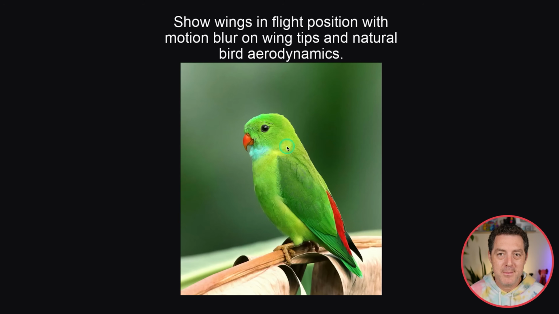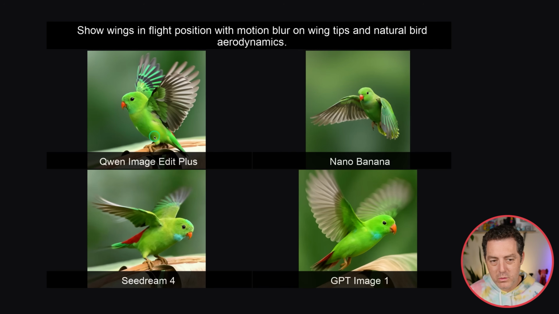Next, let's see what happens when we get this bird flapping its wings. So show wings in flight, positioned with motion blur on wingtips and natural bird aerodynamics. And here we go. So Qwen Image Edit Plus doesn't look like it's flapping its wings very much. Seedream actually looks really good. Same with Nano Banana, same with GPT Image 1. I think I'm going to have to actually give this to Seedream 4. This looks fantastic. It looks like it's about to take off. The wings are blurred already.